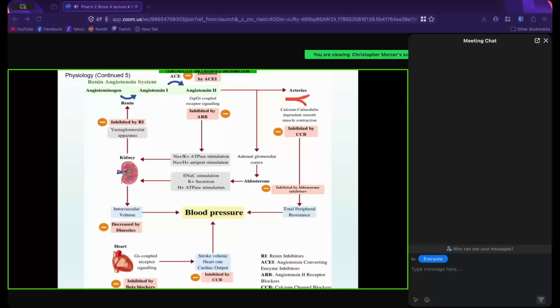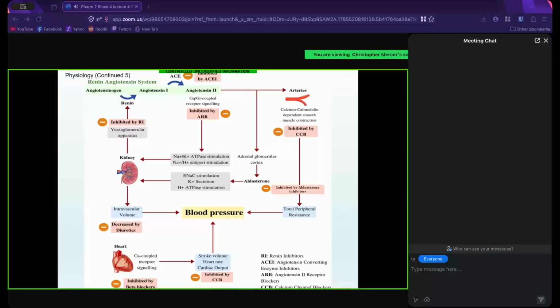So here is just a big overview of the RAAS and this entire lecture and future lectures. If you look, you can see everywhere where there's the orange circle with the white hash mark. Those are our drug classes, and it's showing you in the renin-angiotensin system, or the RAAS, where each of the drugs are going to act.